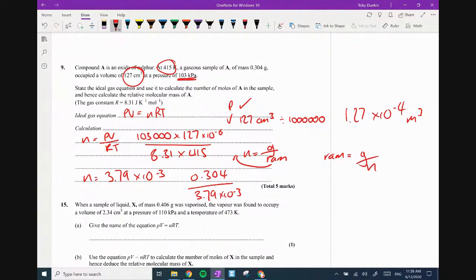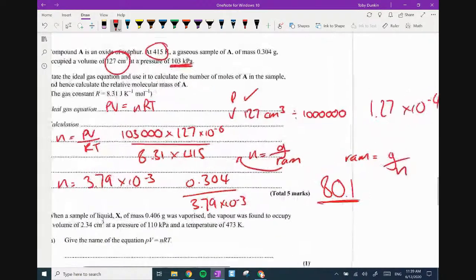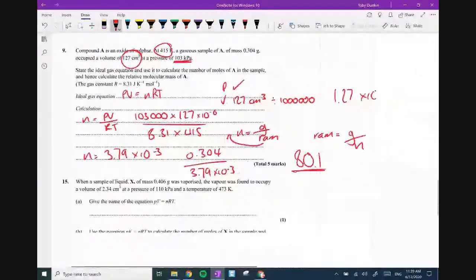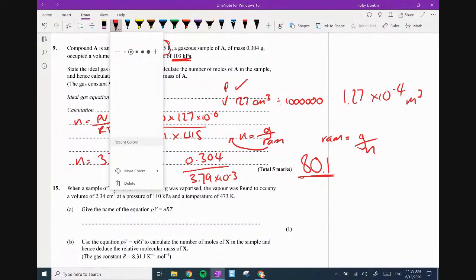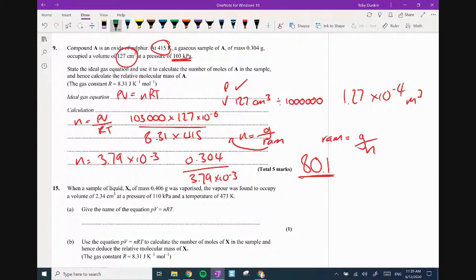0.304 divided by answer. And I get a relative molecular mass of 80.1. And there's my answer. Lovely question. That is sexy chemistry right there, folks. That's what that is. Sexy, sexy chemistry.